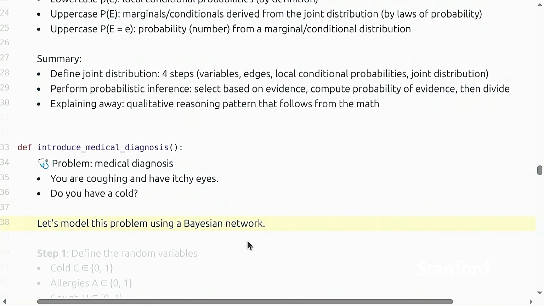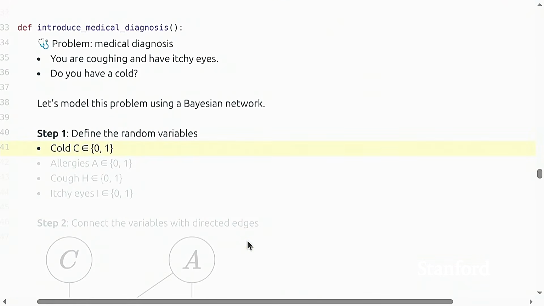Okay, so let's model this problem using a Bayesian network. So step 1, define the random variables. So what's going on here? Potentially you have a cold. Either you have a cold or you don't. You have allergies or you don't. You're coughing or you're not. And you have itchy eyes or you're not. And of course, this is a simplification because there's degrees at which you can have these. But again, this is just a toy example.